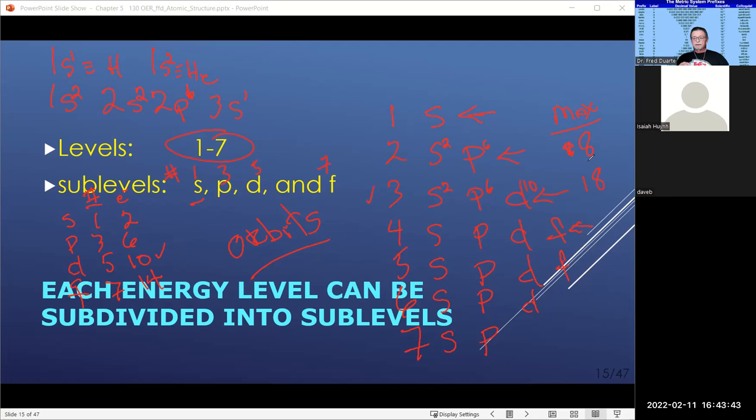What do you guys think? 32. Got it, exactly. So 32 is the maximum number of electrons I can put in the 4th. I didn't say the total. If there's an element that exists in the 2nd period, okay, you know what its atomic number is, you know how many electrons it has.